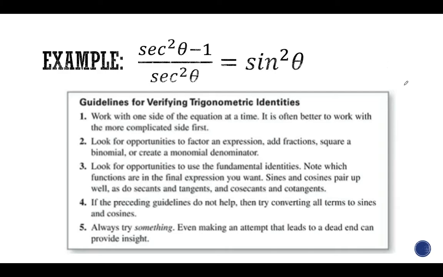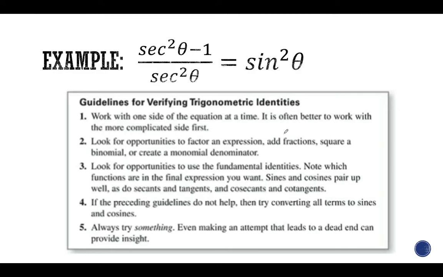So I would recommend that you pause the video here real quick and write these down, or listen carefully as you write them down and I talk through each of these guidelines, okay? So the first thing that's most important here is the first guideline. It says work with one side of the equation at a time, all right? And it's often better to work with the more complicated side first, right?